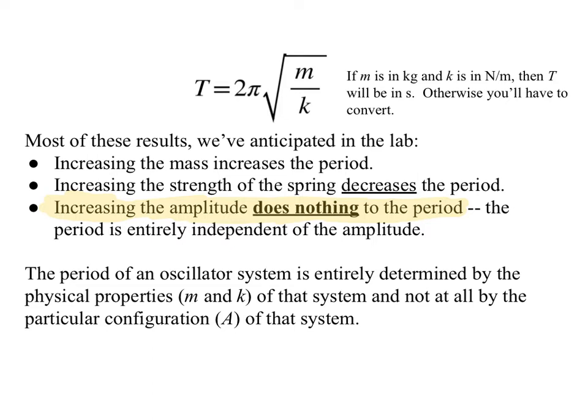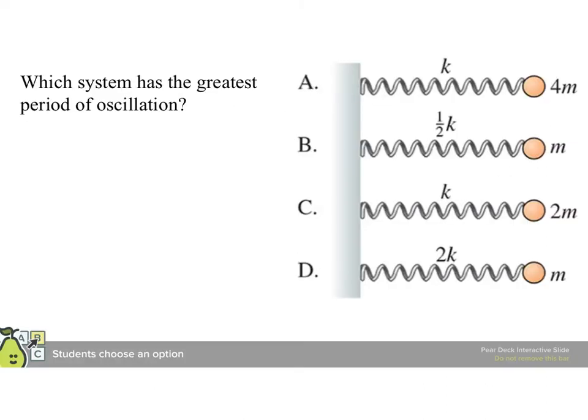To sum this up, the period of an oscillating system is entirely determined by the physical properties of the system, that is, how much mass does the system have and how stiff is the system, but not at all by the particular configuration, that is, the amplitude of the system. All right, so let's do some problems, make sure they come out.